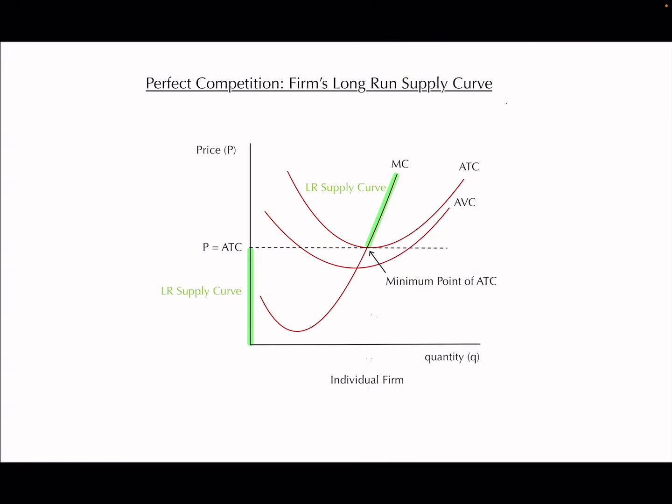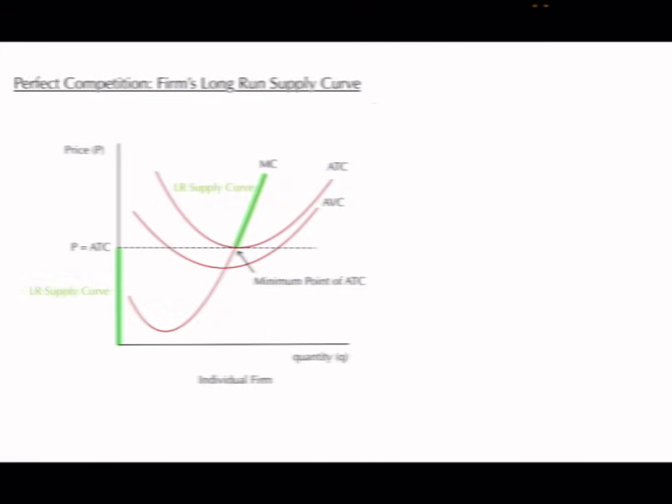when a firm should close down in the long run, and how it differs from a firm's short-run supply curve.